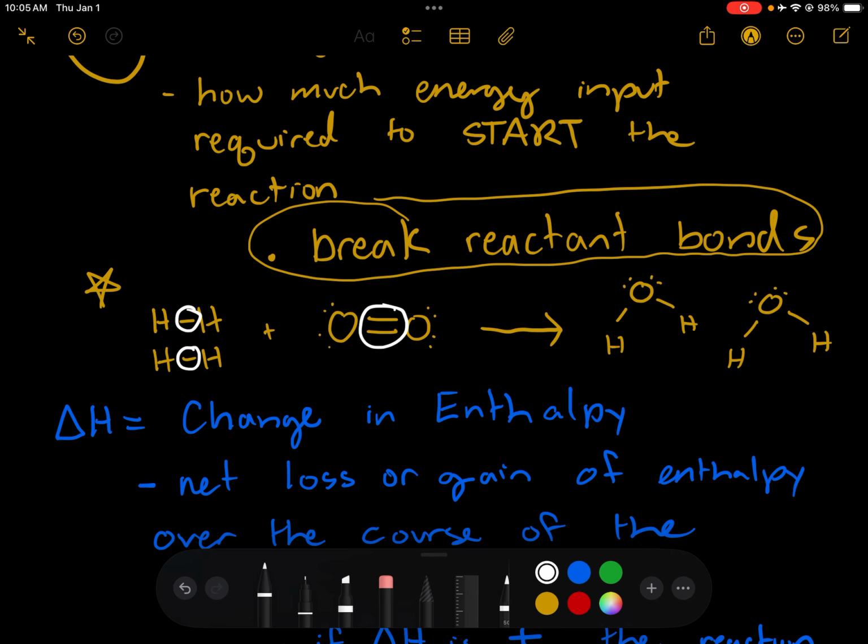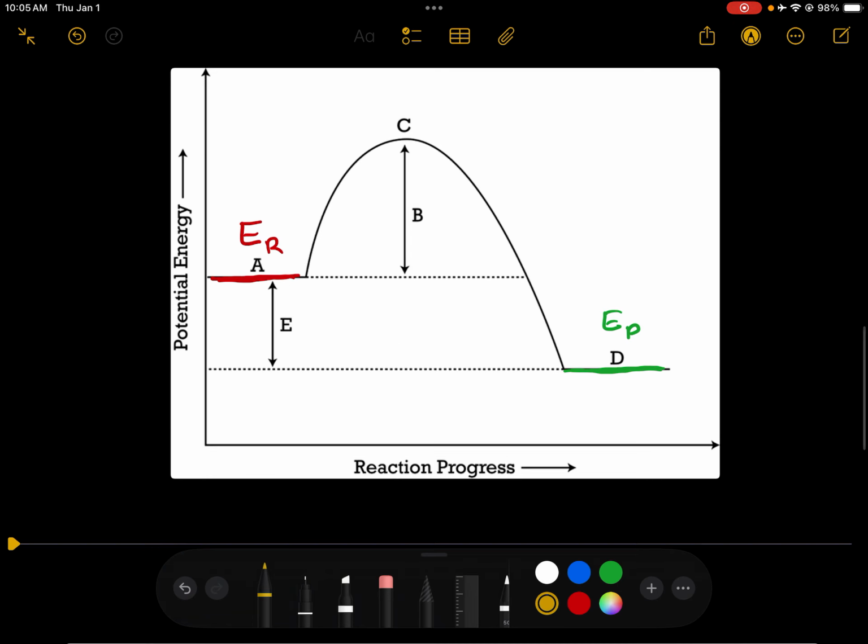So let's go down and let's label that on this graph right here. This distance from where energy of reactants is to the top of the hill, that is E sub A. That's the energy of activation. This is not E sub A, because the top of the hill is actually called something else. It's called the activated complex. And the activated complex is just the highest point in energy in any reaction. But again, E sub A, or the amount of energy required to break any reactant bonds, is always this entire distance from E sub R to the activated complex point C.